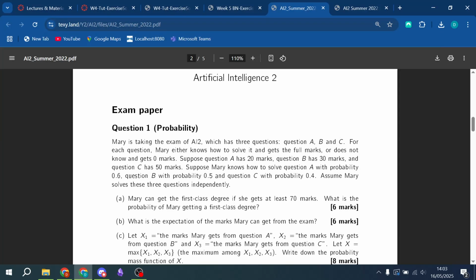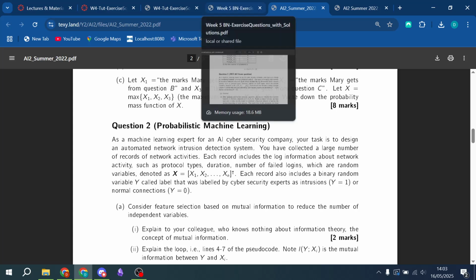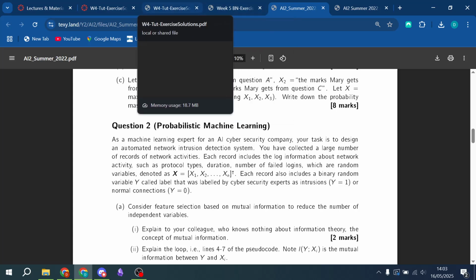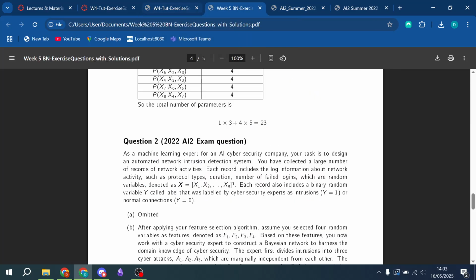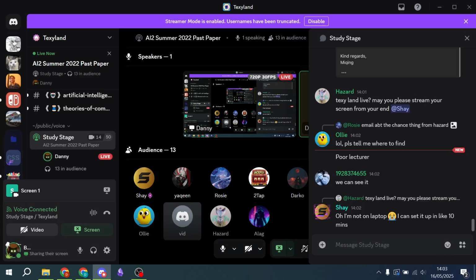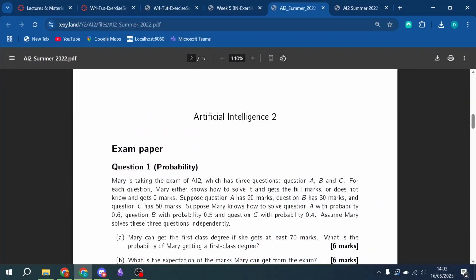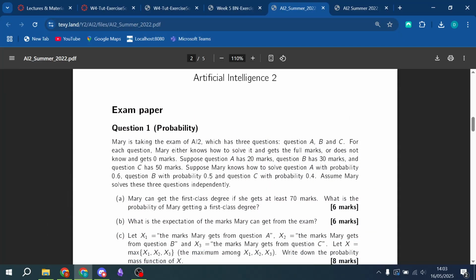There is for question two. Question two has been reused in the tutorial exercises, so there is a mark scheme for those. But for the other ones there isn't. So please do send your answers, and I'll show them on the stream. But yeah, I guess we'll start with question one.